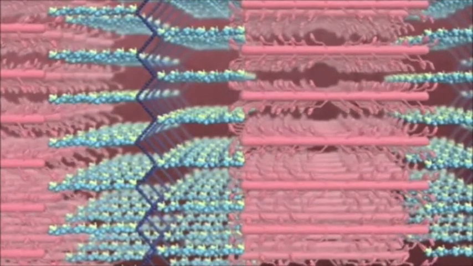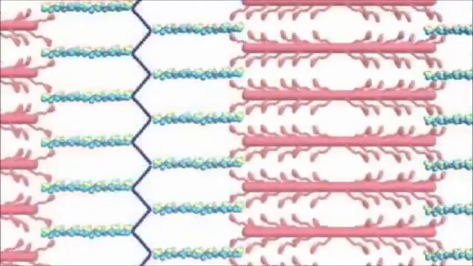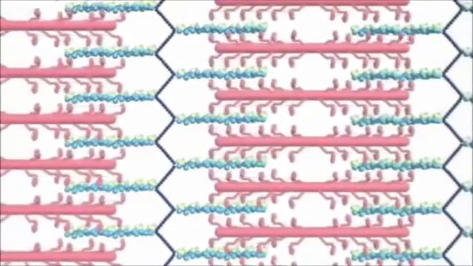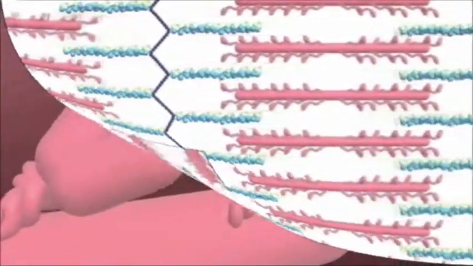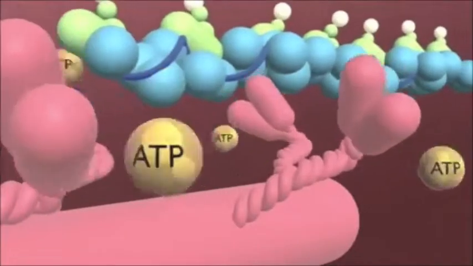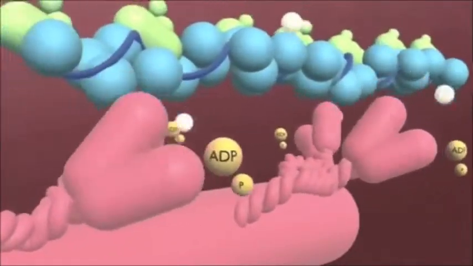This animation shows the sliding filament theory at work. The pink structures are the myosin filaments, while the light blue structures are the actin filaments. The next animation shows how important ATP is to the process of the sliding filament theory.